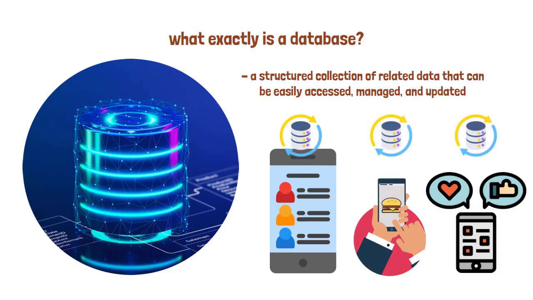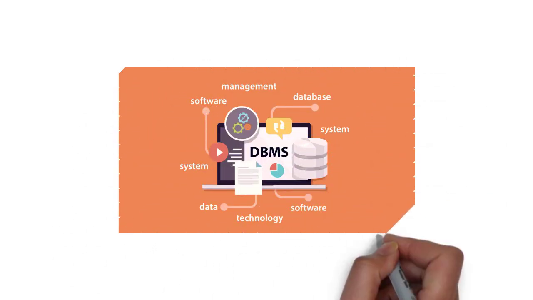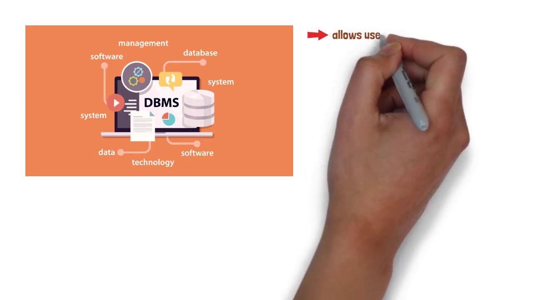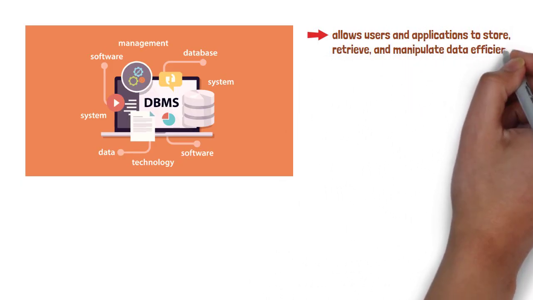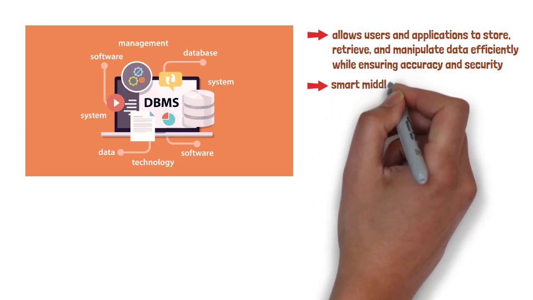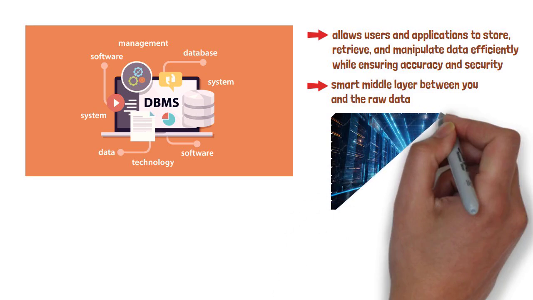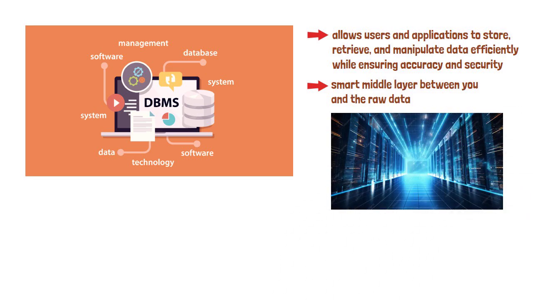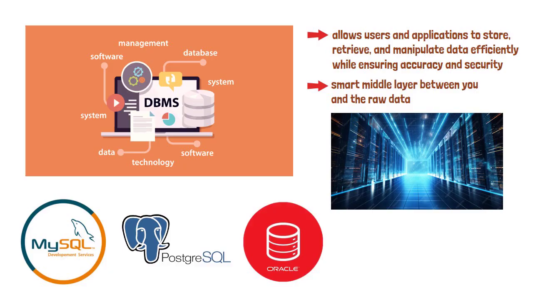Now, to manage all that data, we use a database management system, or DBMS. It's specialized software that allows users and applications to store, retrieve, and manipulate data efficiently while ensuring accuracy and security. Think of it as a smart middle layer between you and the raw data. Without it, handling large volumes of information would be extremely inefficient and error-prone. Some of the most common DBMS examples include MySQL, PostgreSQL, Oracle Database, Microsoft SQL Server, and SQLite.